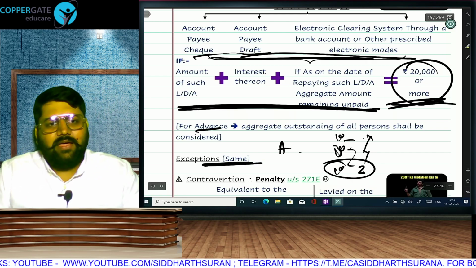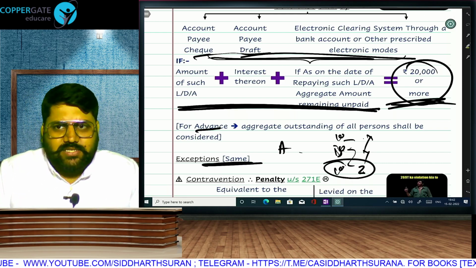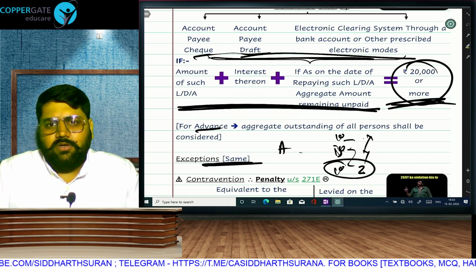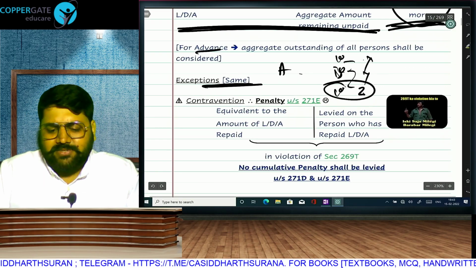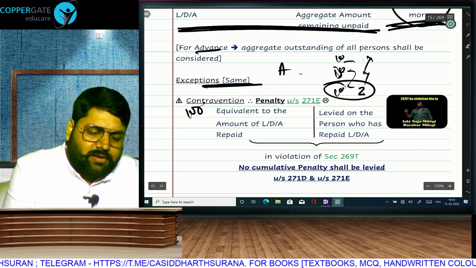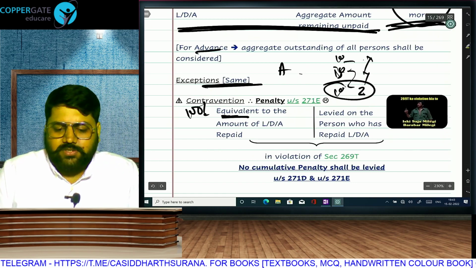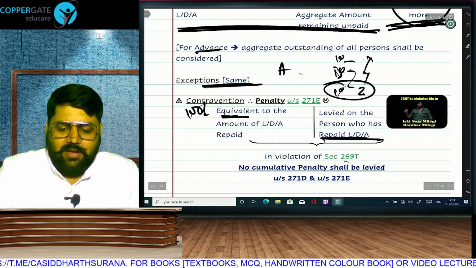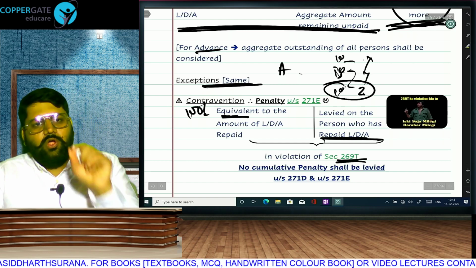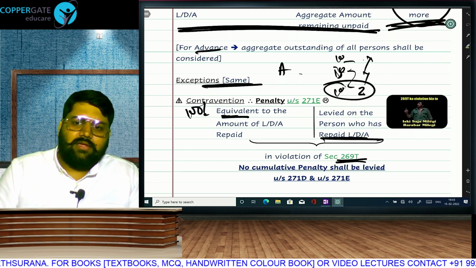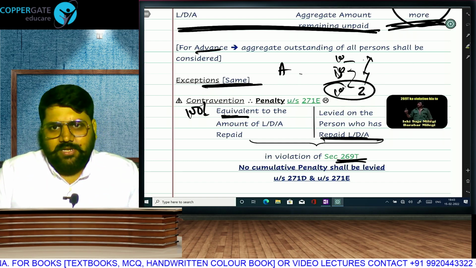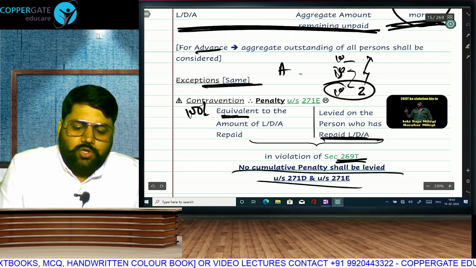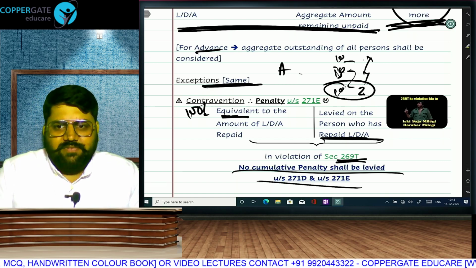Exceptions of 269T are absolutely the same as 269SS: government, government company, statutory corporation, bank, notified institution, and lender and borrower both farmers. Penalty also is absolutely the same: 100% of the loan, advance or deposit being repaid, levied on the person who has repaid the amount in violation of 269T. So violation of 269SS, 100% penalty; violation of 269T, 100% penalty. In both cases you will be liable for 100% penalty. However, there will be no cumulative penalty under section 271D and E.